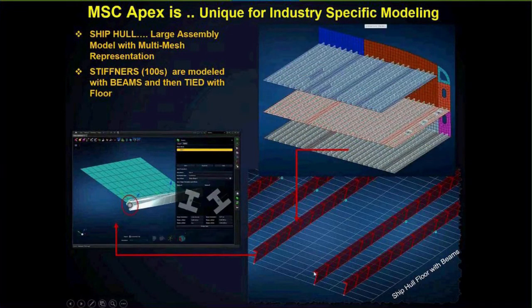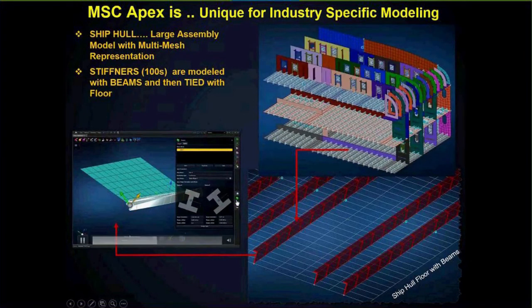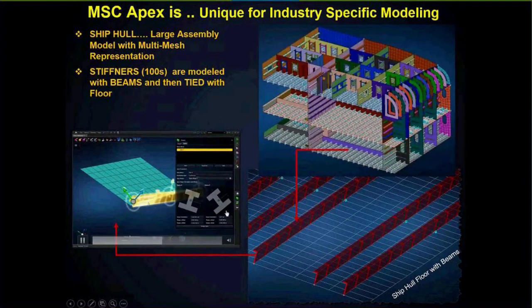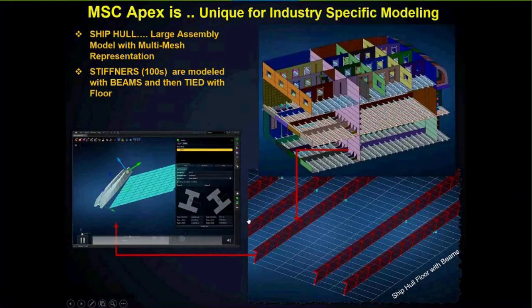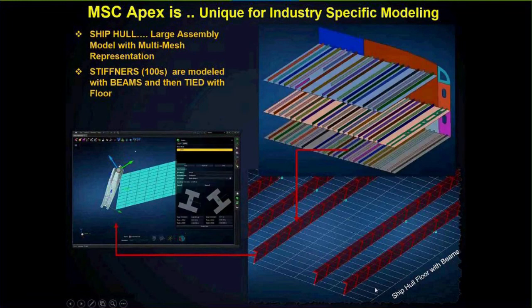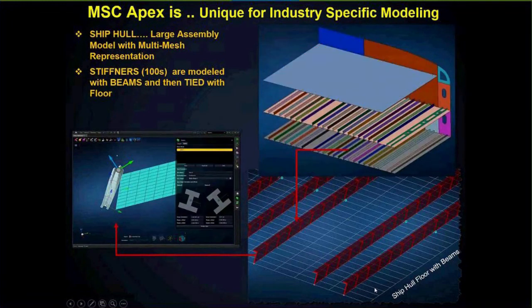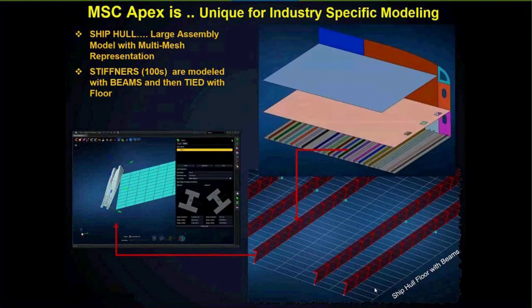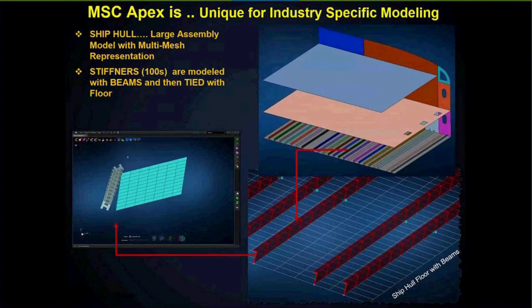Let's say originally this was an L-shaped beam. Now I would like to replace that maybe with an I section. It is as easy as creating a shape and replacing that span with a new shape. That's the tool we have that helps to build such models. And in this case, there are hundreds of stiffeners.